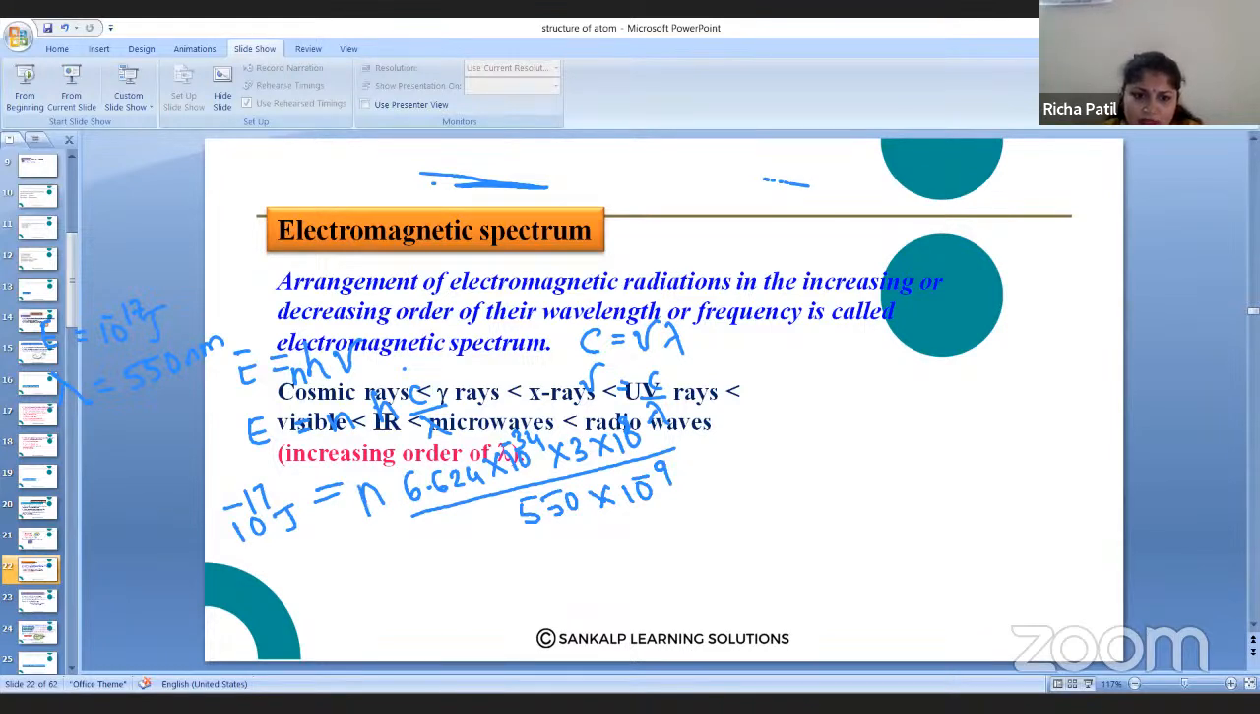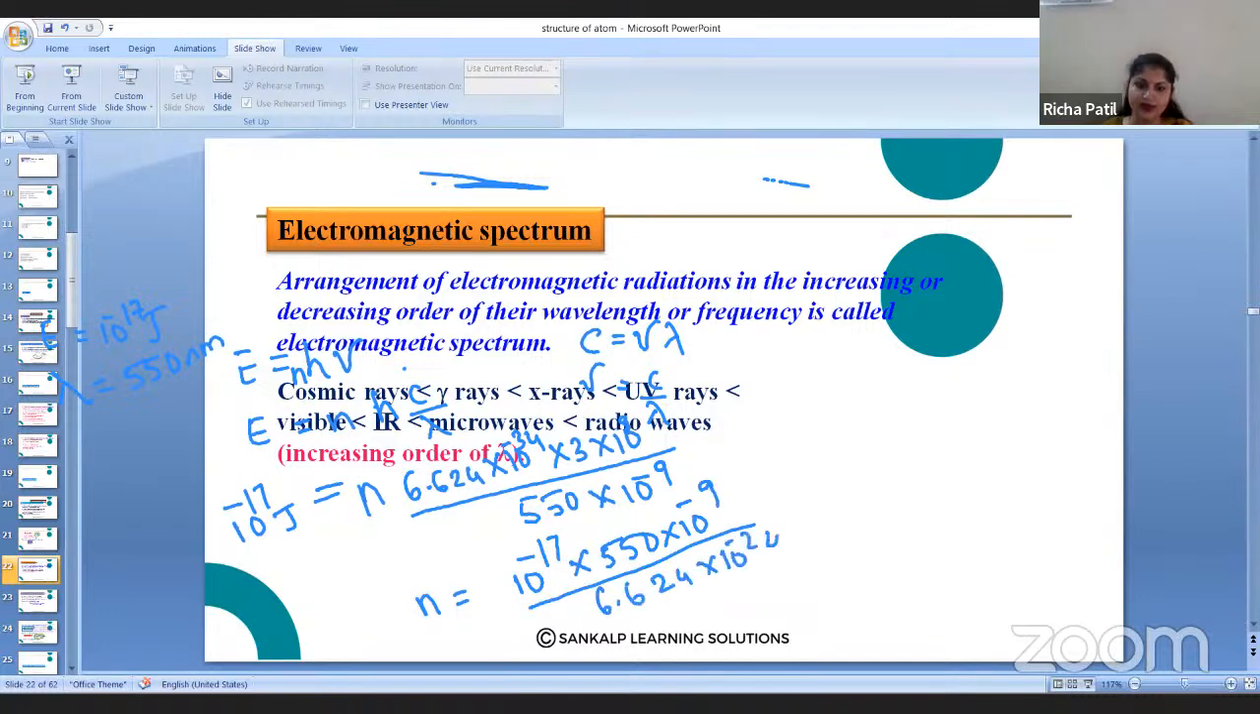So after this, what you have to find? n. So what you do? Just take it to the other side. So n is equals to, what will happen? This will go that side. So it will be 10 raised to minus 17 into 550 into 10 raised to minus 9 divided by 6.624 into 10 raised to minus 34 into 3 into 10 raised to 8. Okay, so now solve this and see what answer you get.